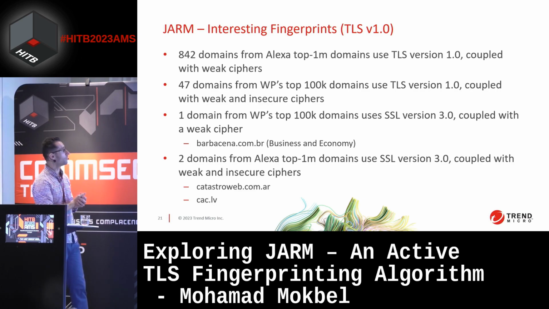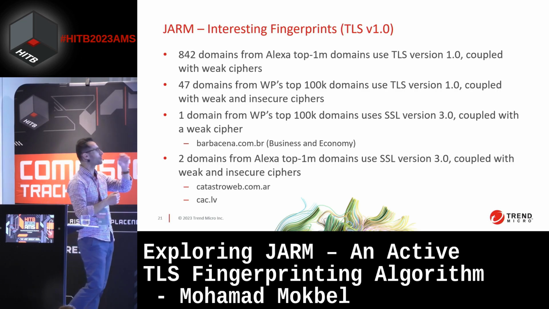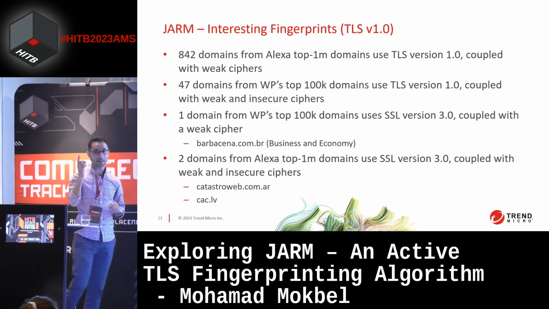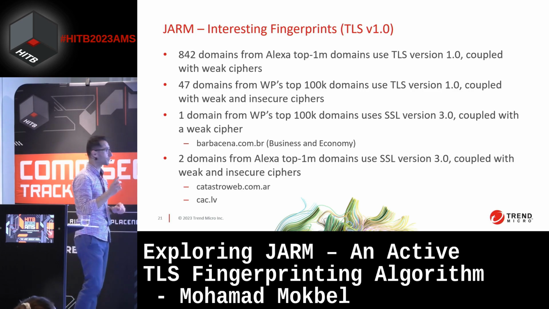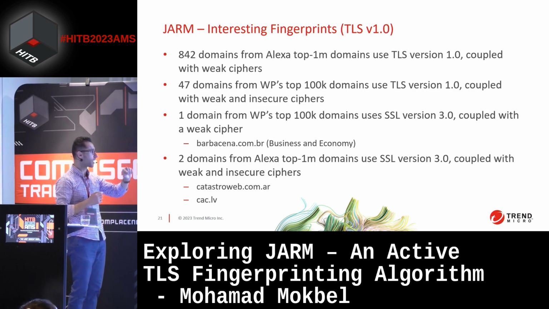Another 47 domains from the WordPress top 1000 used the same version with weak and insecure ciphers. And one domain in particular, I highlighted because it used SSL version 3, not TLS. SSL version 3, which is interesting. Just one domain out of 100,000.